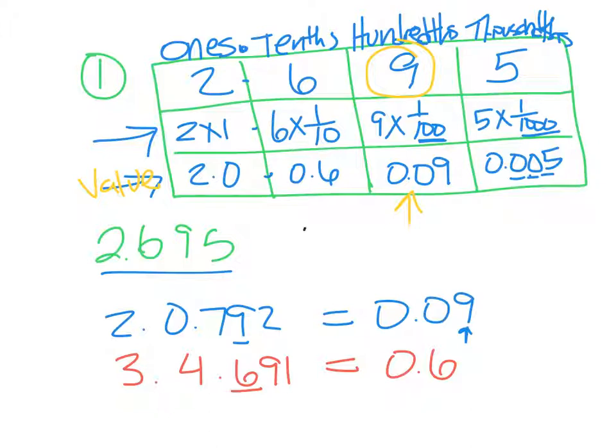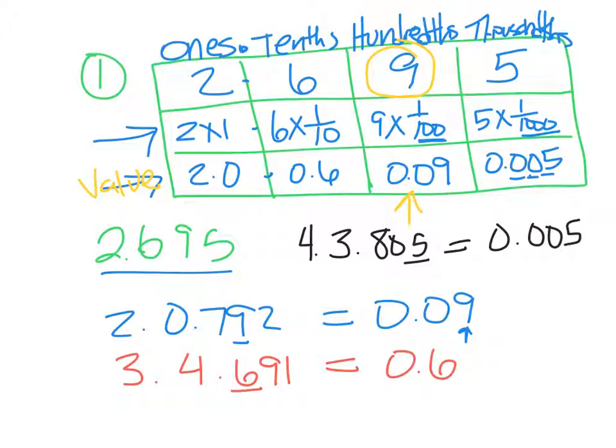Okay, and I'm going to put number 4 up here because I'm out of room. 3.805, the 5 is underlined. What is the value of the 5? 0.005. All right, I think y'all got it. Very good. Any questions on any of this?